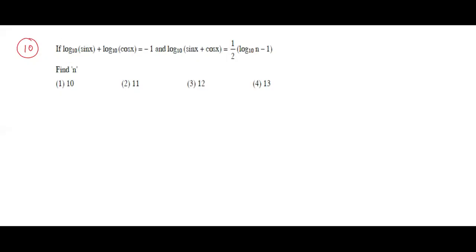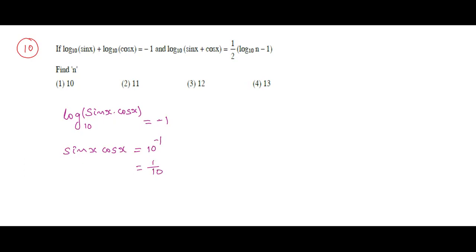If log sin x plus log cos x is equal to minus 1, and log of sin x plus cos x is equal to 1 by 2 into log n to the base 10 minus 1, given. See the first one, that is in the form of log a plus log b, which is log a b. Now by the formula, log of sin x into cos x to the base 10 is equal to minus 1. Now sin x cos x is equal to 10 power minus 1, that is 1 by 10.